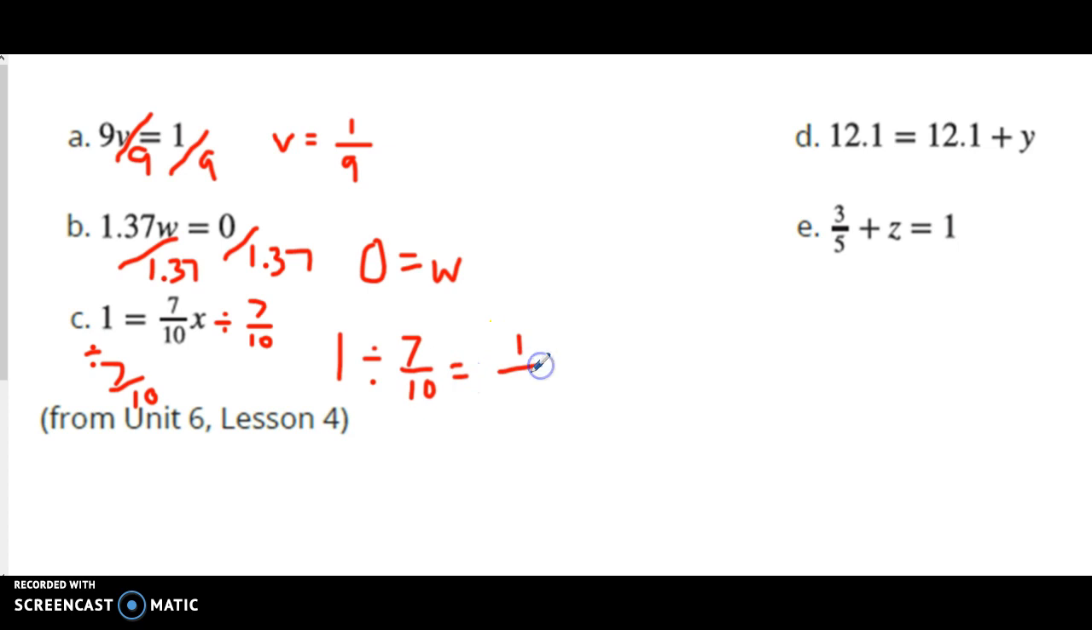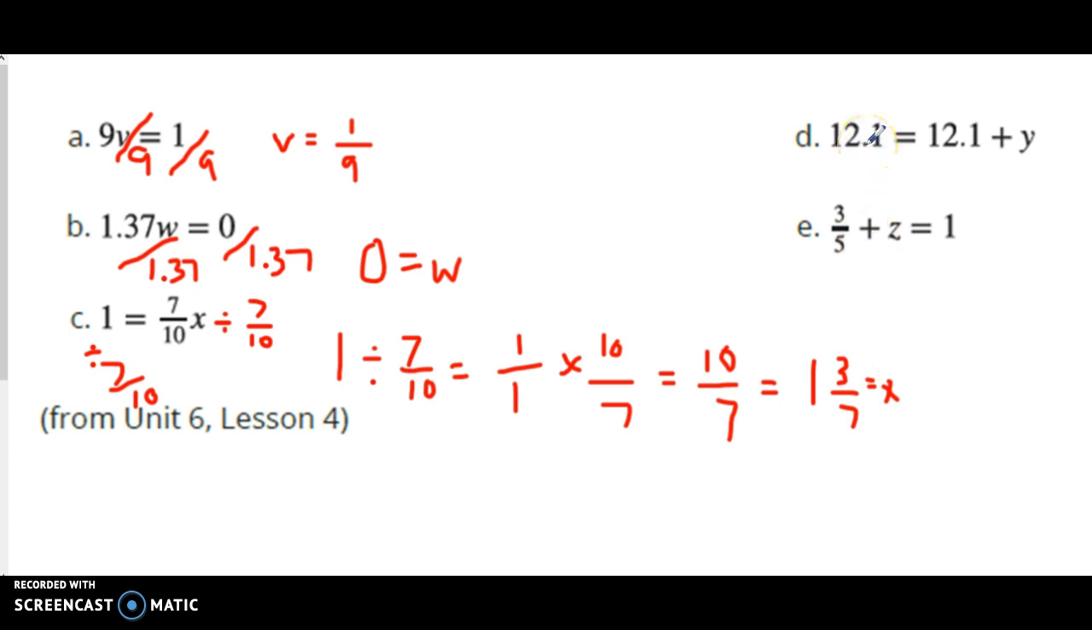If I'm going to do keep, change, flip, here's what that's going to look like. 1, but I'm going to do over 1 just to make it easier on myself. So that's my keep, change to multiplication, flip, 10/7. So I multiply straight across. 10 times 1 is 10. 7 times 1 is 7. So I know that x equals 10 over 7, or 1 3/7. So that's my final answer for C, x.